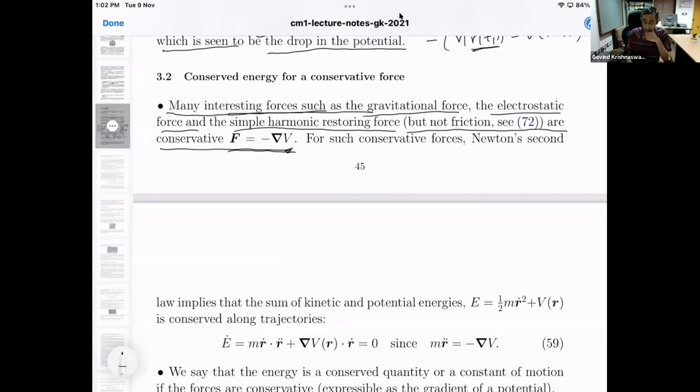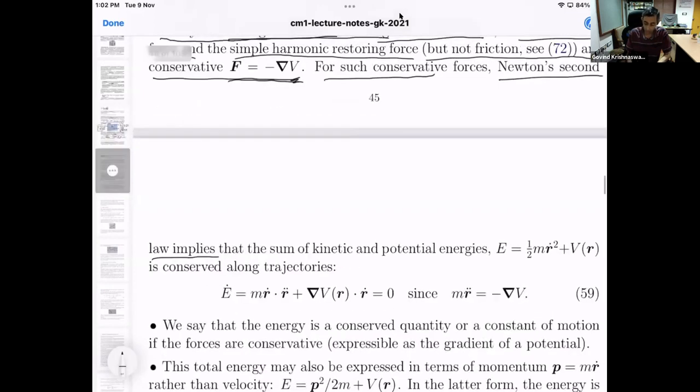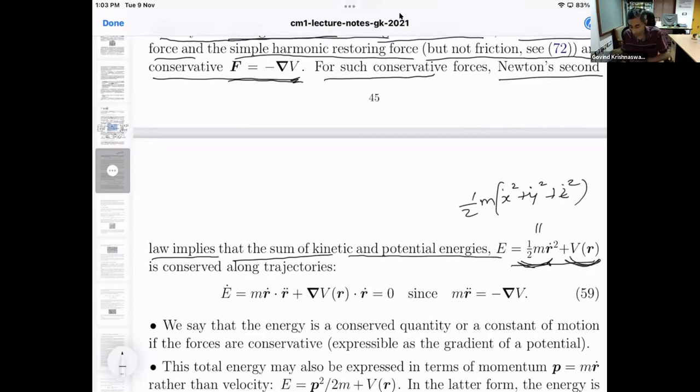Now, for such conservative forces, let us see what Newton's second law says. For such conservative forces, Newton's second law implies that the sum of kinetic and potential energies, defined here as half m r dot squared, that is, half m times x dot squared plus y dot squared plus z dot squared, is conserved. So that's what I mean by this. Half m square of the velocity, it's a dot product of velocity with itself, plus the potential function evaluated at the location r.